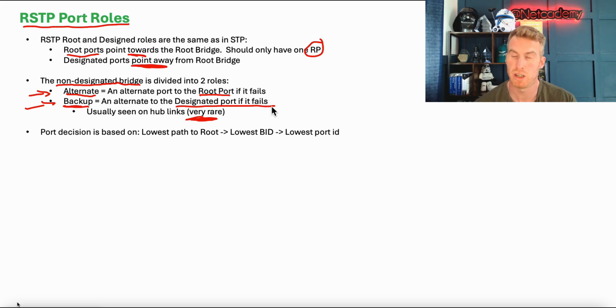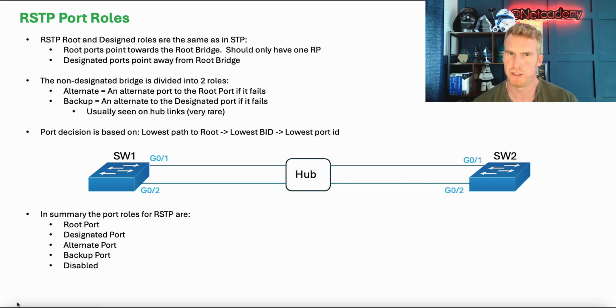And that port decision, in terms of electing which port is going to be root, designated, alternate and backup, is still exactly the same. So in terms of the root port, it's going to be the lowest path back to that root bridge. If there's a tie, so if there's two interfaces on the same switch that have the same cost to get back to that root bridge, it's going to look at what's the lowest bridge identifier, and then it's going to look at what's the lowest port ID as well. And I thought I'd include this illustration just to talk through what I've been discussing so far.